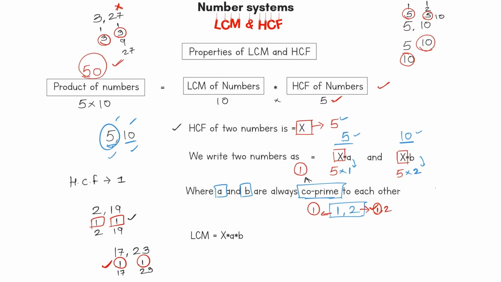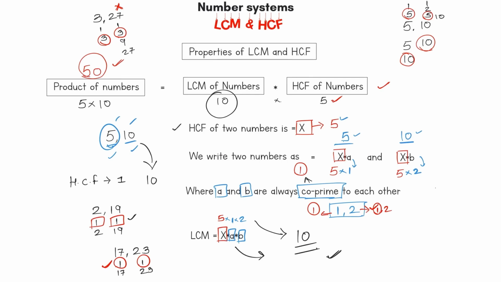After understanding this, what do I need to know? How do I get the LCM of this? LCM is written as x into a into b. So you know what is x? x is 5. You know what is a? a is equal to 1. You know what is b? b is equal to 2 according to this problem. So 5 into 1 into 2 comes out to be 10. Correct, I know. The LCM of these two numbers, 5 and 10, is nothing but 10. So I got it all correct.